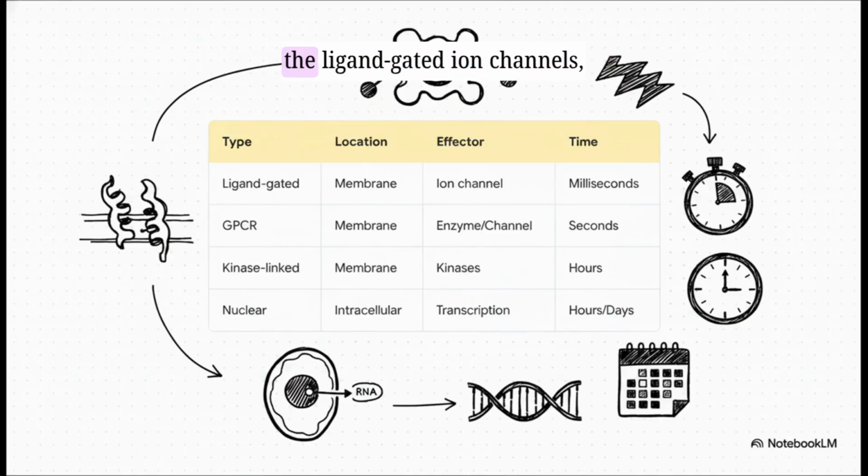We've got Type 1, the ligand-gated ion channels, which operate in a flash, just milliseconds. Type 2, the G-protein coupled receptors, working in seconds. Type 3, the kinase-linked receptors, which take minutes to hours. And finally, Type 4, the nuclear receptors. Those take hours to days because they literally have to alter gene transcription. Make sure you memorize this timeline.